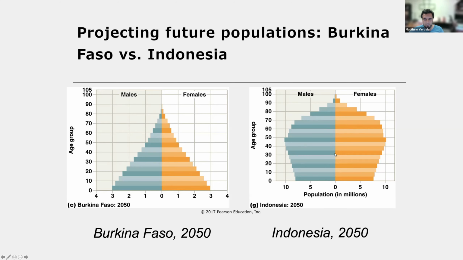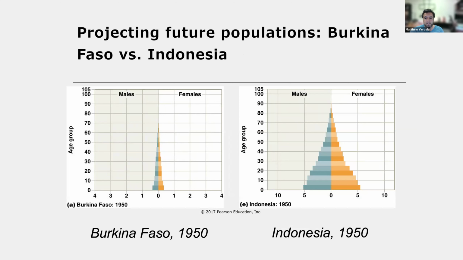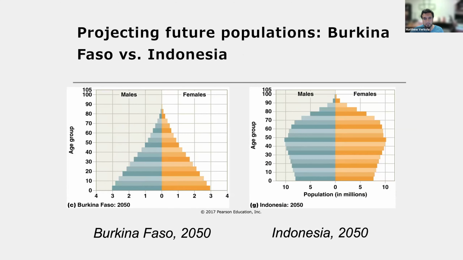So Indonesia is a country that has experienced rapid development between the 1950s and the 2000s, right? Whereas Burkina Faso is a much lower income country that still has very high growth rates and high death rates.